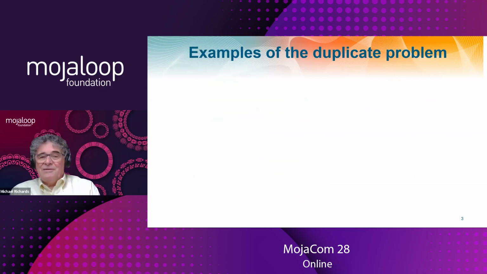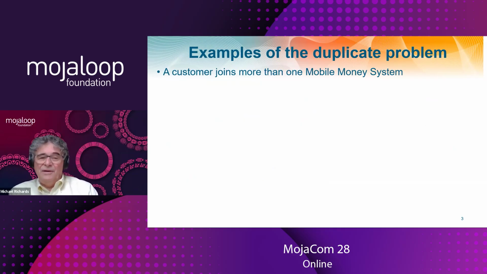Now, let me take some examples of that. For instance, let's say a customer joins more than one mobile money system. This doesn't happen much in Africa, but it happens a lot, for instance, in the Far East. In Africa, mobile money systems are generally operated by mobile network operators, by the phone companies themselves. But that's not true everywhere. And where that's the case, it's perfectly possible for a customer to join one mobile money system and then to join another mobile money system, either because she wants to replace her account or because she wants to have two accounts. So that's one example.